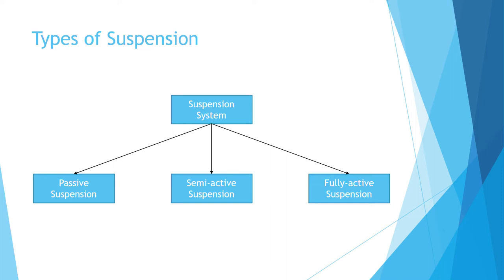Next one is types of suspension systems. Here the suspension system is divided into three types. Number one is passive suspension, and number two is active suspension, where the active is divided into two portions, that is semi-active suspension and fully active suspension. That is why suspension systems are of three types. One is passive suspension, second is semi-active suspension, and third is fully active suspension.